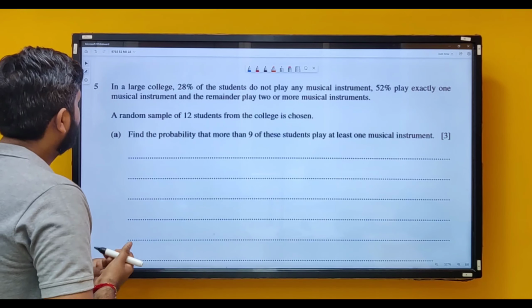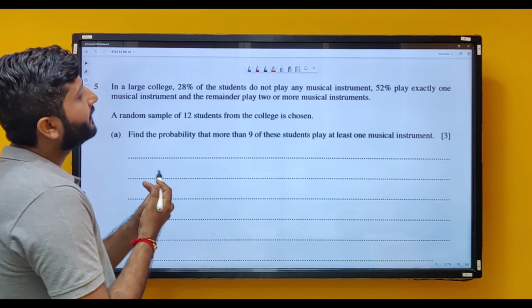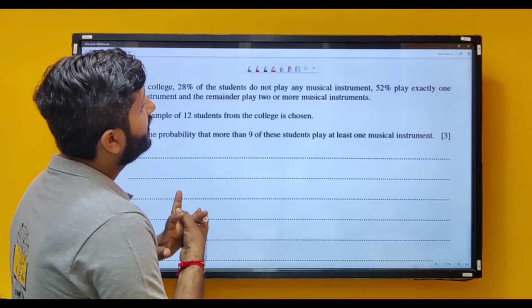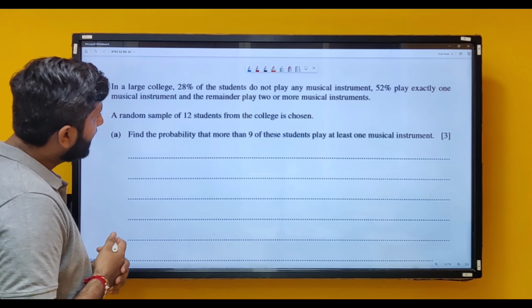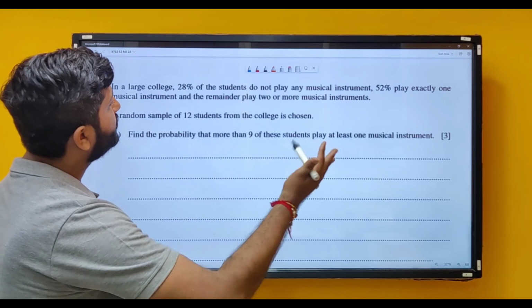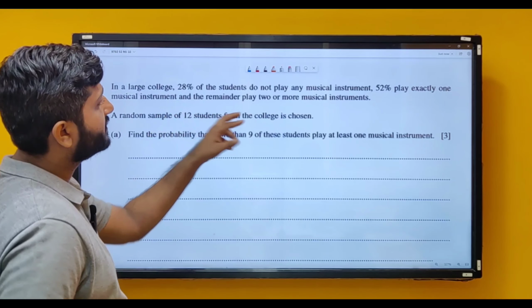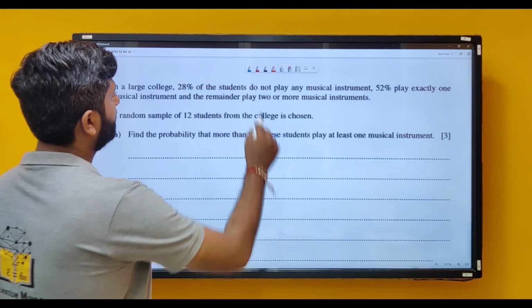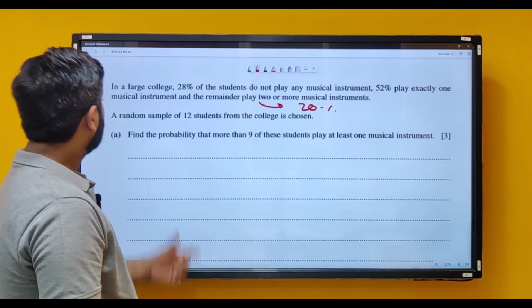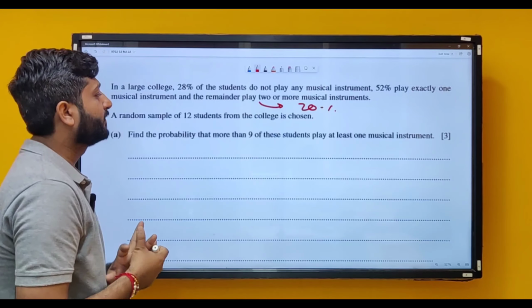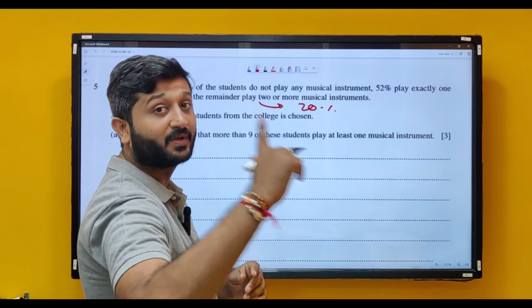Question number 5. In a large college, 28% of the students do not play any musical instrument. 52% play exactly one musical instrument and the remainder play two or more musical instruments. Okay, so the remainder is 52 plus 28, which is 80, so the remainder becomes 20%. A random sample of 12 students are chosen from the college. Find the probability that more than 9 of the students play at least one musical instrument.